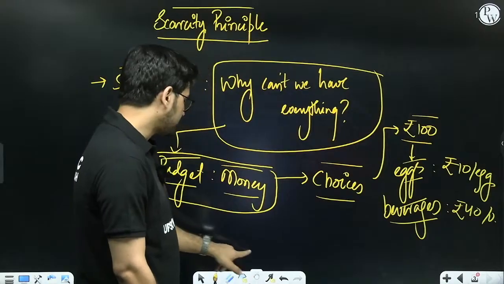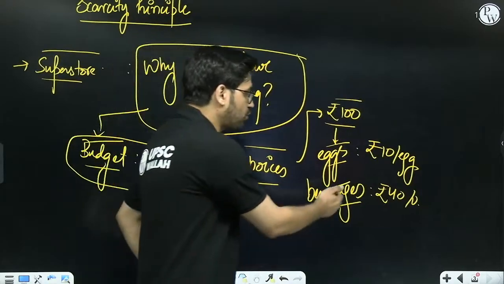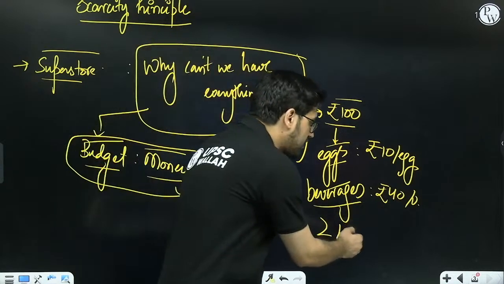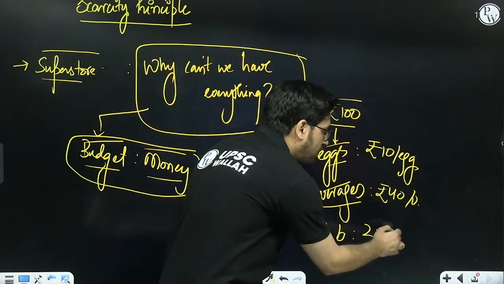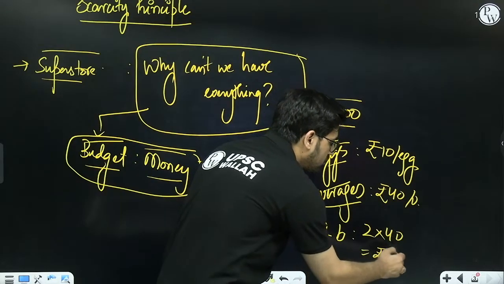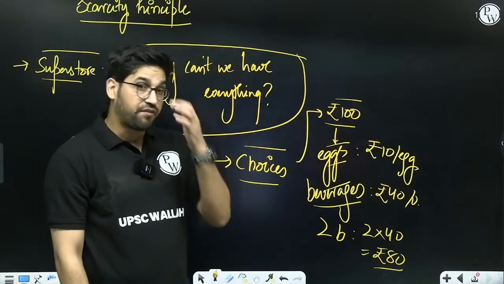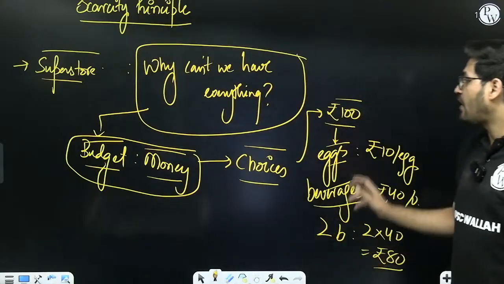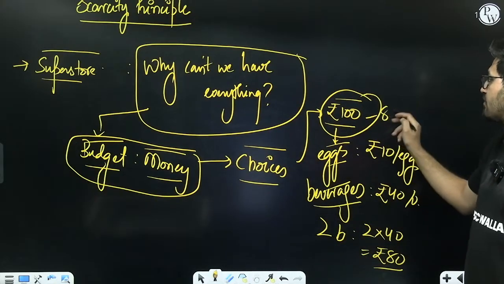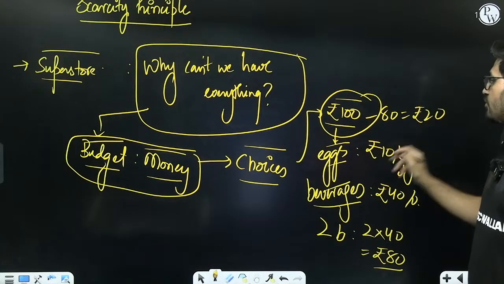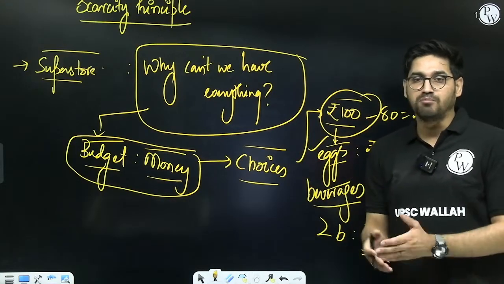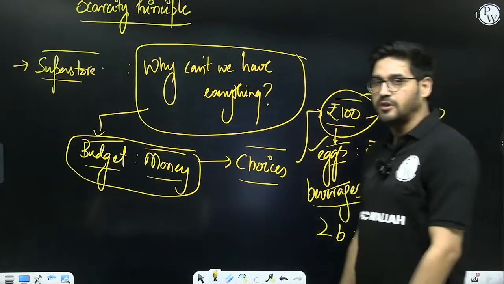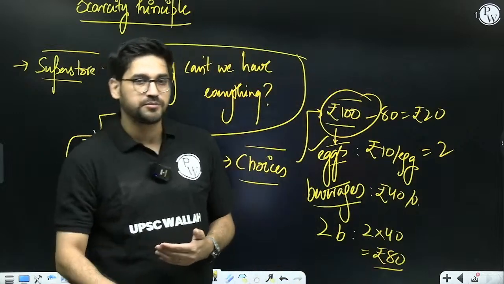That means that if I decide to buy, let's say, two beverages, they are going to cost me 2 times 40 rupees, that means rupees 80. If I spend rupees 80 on the beverages part, that means now I am left with only 100 rupees minus 80, which is 20 rupees to buy eggs. The maximum number of eggs I can buy with rupees 20 is 2. Can you see something happening here?